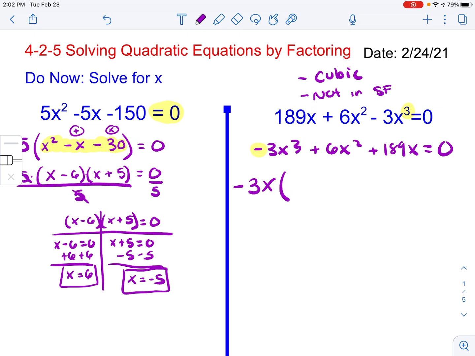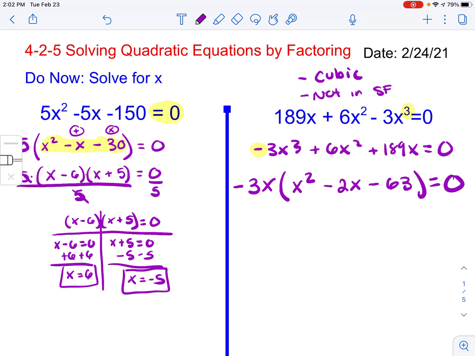So if I take out a negative 3x from every term, I get x squared, this changes signs, 2x left, and 189 divided by 3 is 63, actually it's a minus 63 because the signs change.